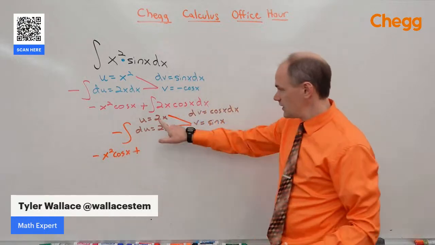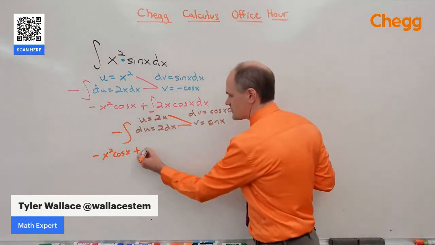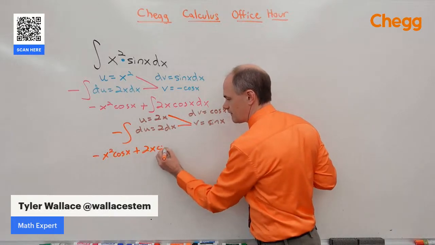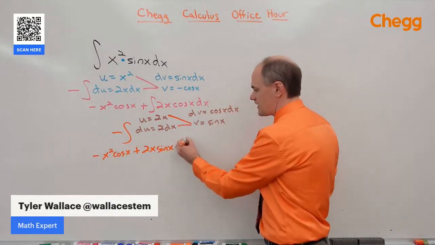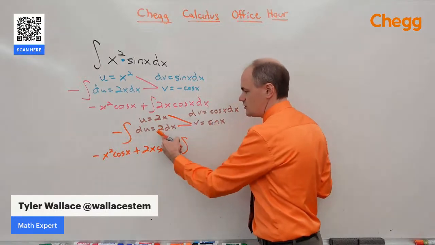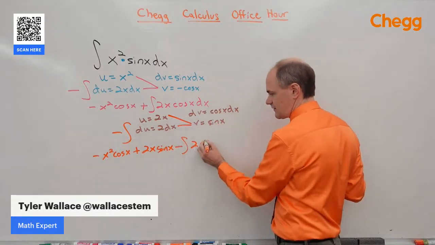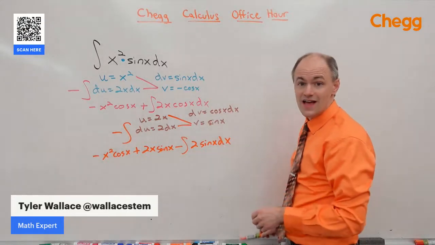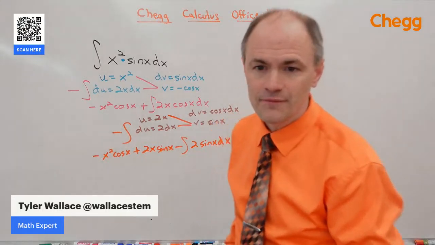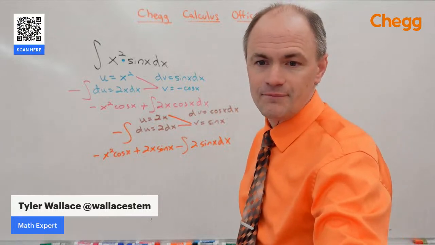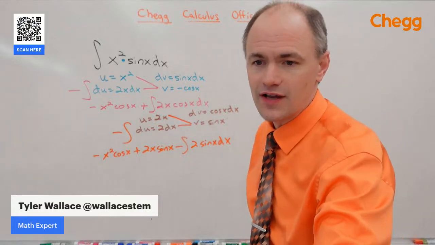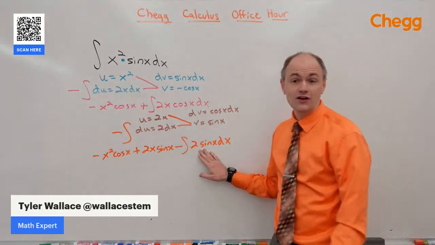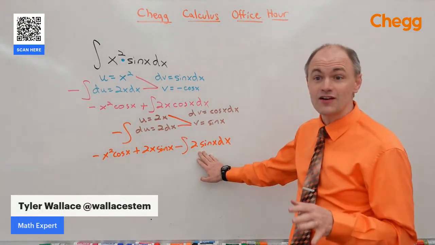Plus, we're going to do 2x times sine x. That's the u times v. And then we'll subtract the integral of v du, 2 times the sine of x. And if we've done this all right, that's going to be, oops, sorry, got a pop-up on my screen. That's going to be an integral that's going to be easier to take the antiderivative of.